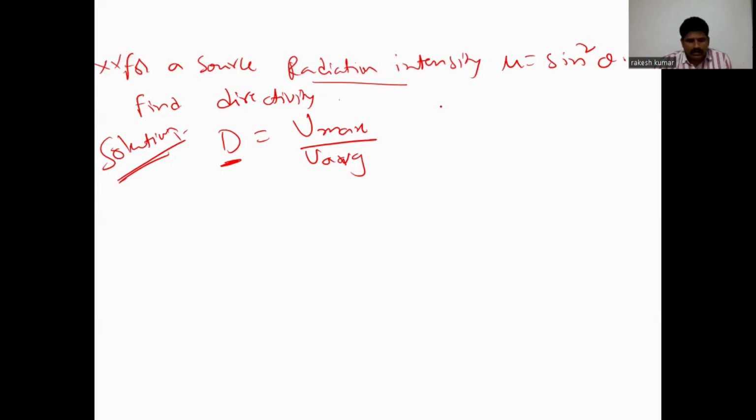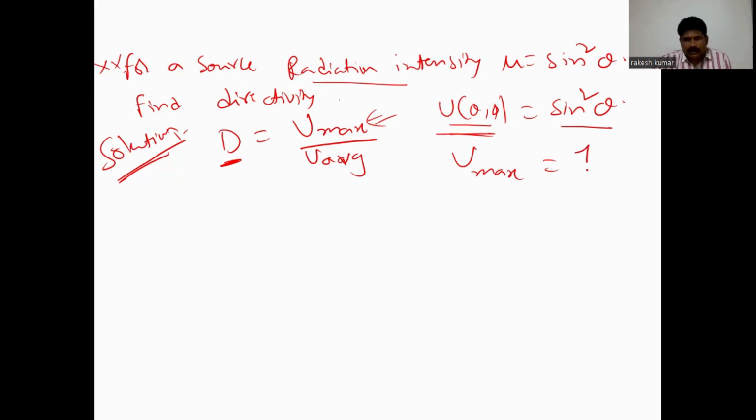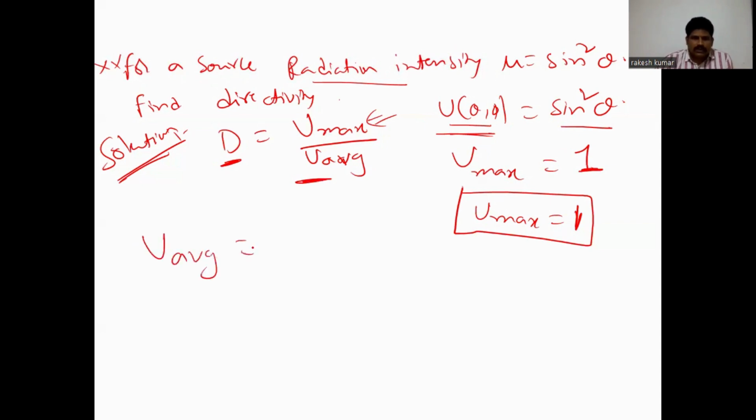Okay, so what is the given data? U of theta comma phi is equal to sin square theta. From this expression, what is the maximum value? U max: since U of theta comma phi is sin square theta, the maximum value is 1. So U max is equal to 1. What do I want to calculate? U average. What is the expression for U average? You have derived that U average is equal to P radiated by 4 pi.